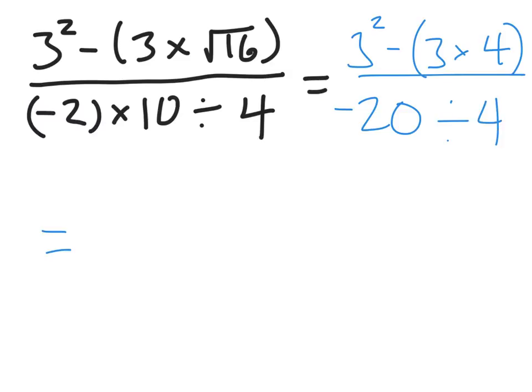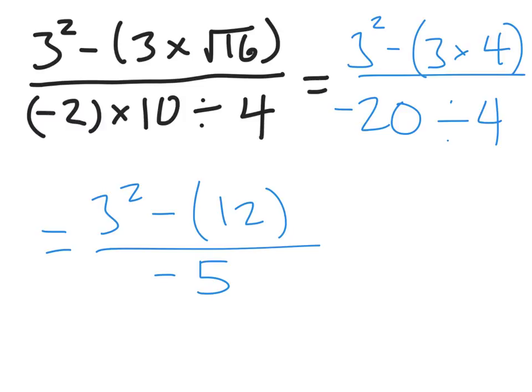Now on the top, we still have 3 squared. Again, I could figure this out, but just to really stick to the order of operations, technically we do the 3 times 4, which is 12 here. Okay, so that takes care of our parentheses, which come before exponents. On the bottom, we're pretty much done now. We're just going to get negative 5, which is negative 20 divided by 4.